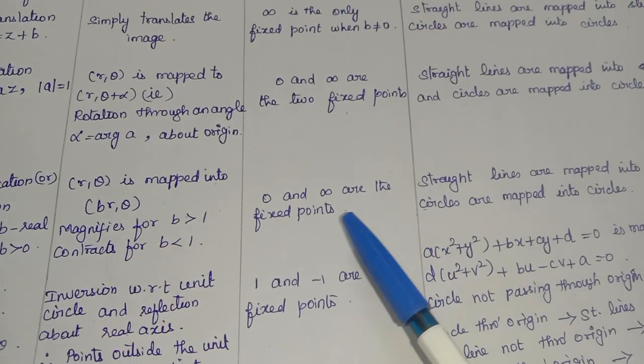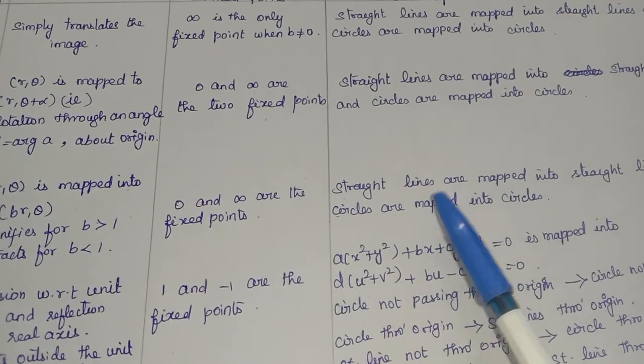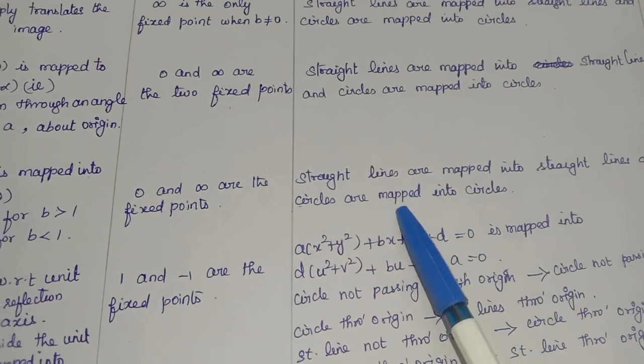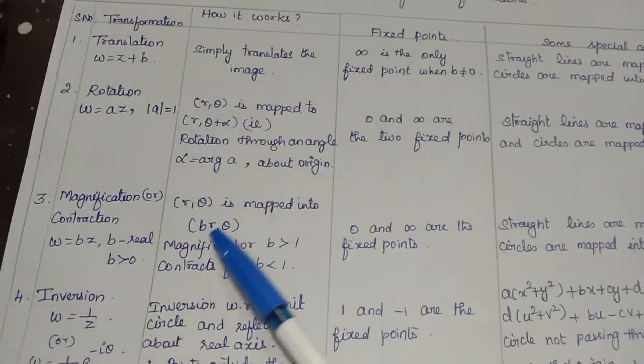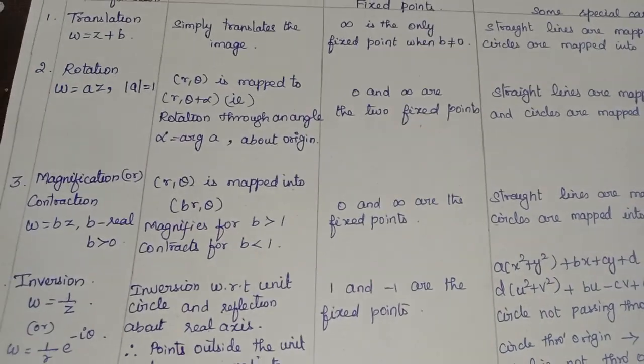Here also 0 and infinity are the fixed points, and here also straight lines are mapped into straight lines and circles are mapped into circles. So we have seen 3. The final one is inversion.